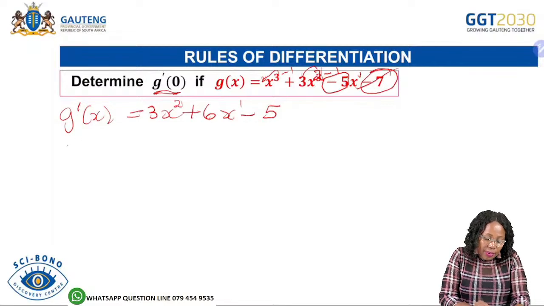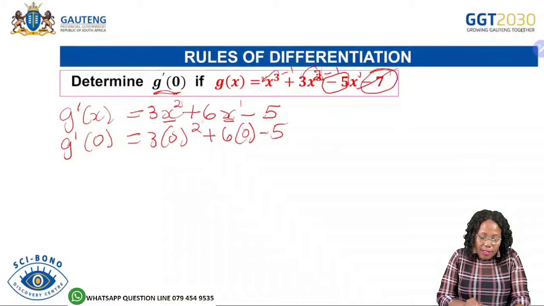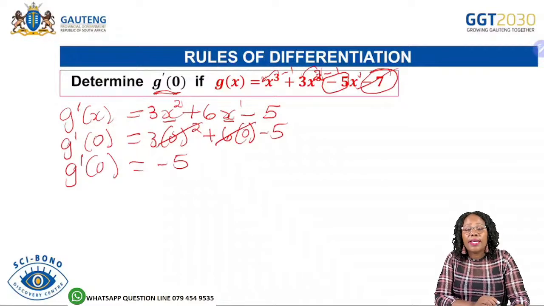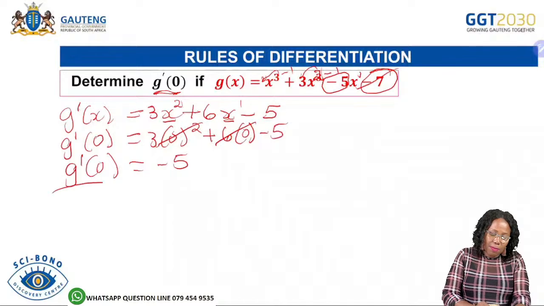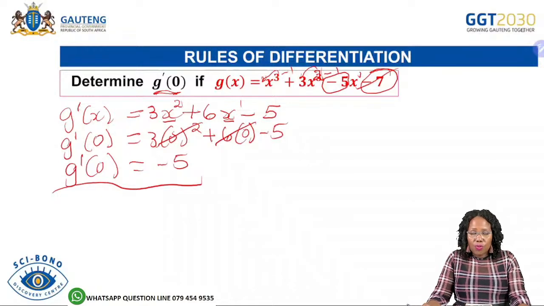And then now we look at the derivative of g where x is equal to 0. That means wherever we have an x, we are going to substitute that with a 0. 6 into 0 minus 5. 3 times 0, 0. 6 times 0, 0. Therefore, g at 0 will give us a minus 4. As you can see, this is a negative gradient of a tangent. Remember, this is the method that you will be using when you determine the gradient of a tangent to the curve.